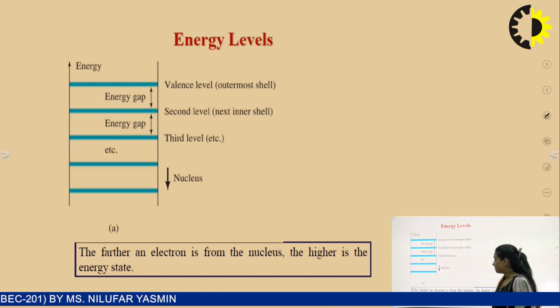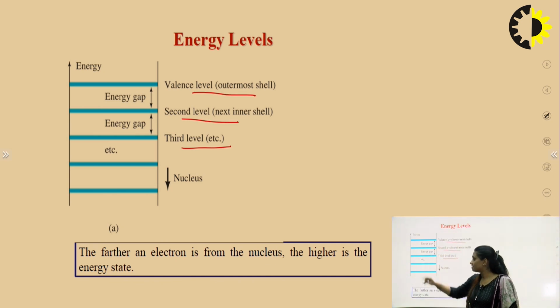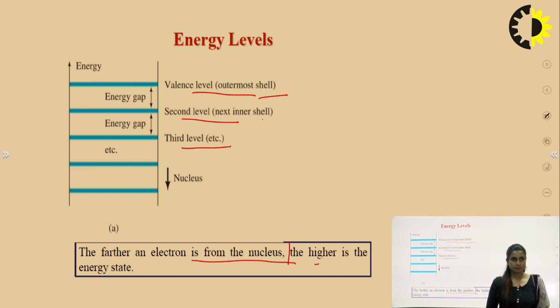We all are aware of this diagram. We have studied it in school in physics. After the nucleus, there is the second level, the third level, the valence level. So energy gaps between these levels are represented here, right? The innermost shell, and the valence band is the outermost shell. The farther an electron is from the nucleus, the higher is its energy state. True. Like conduction band electrons have higher energy as compared to valence band electrons.